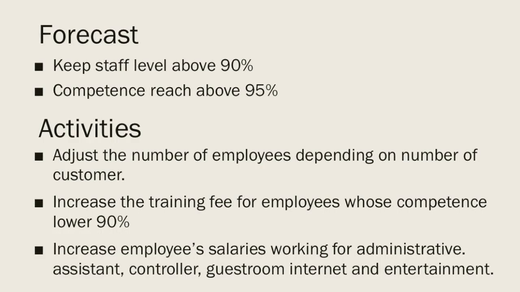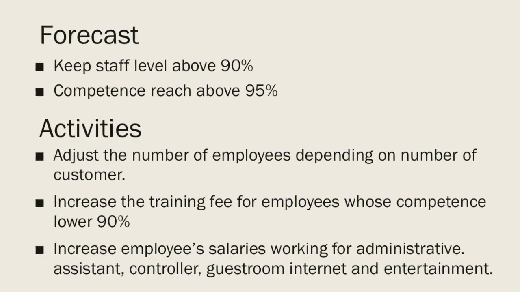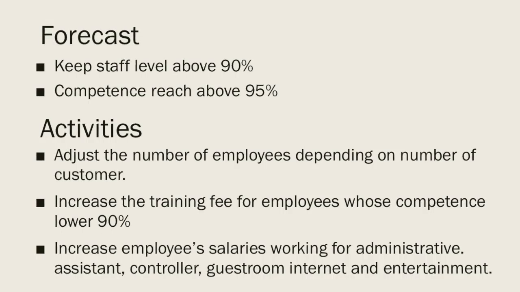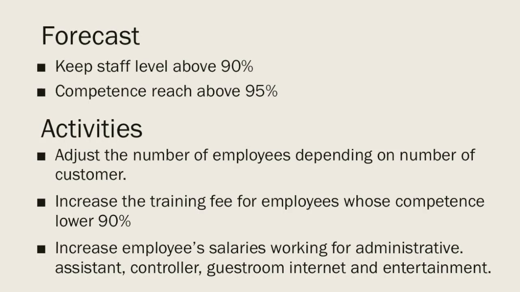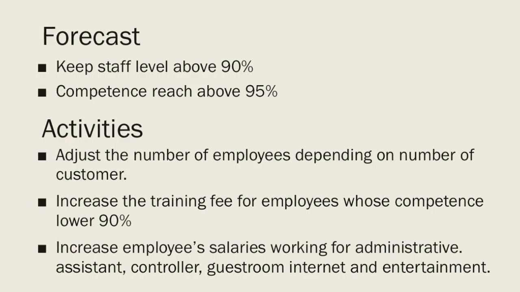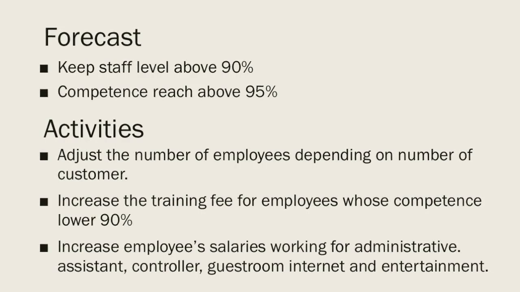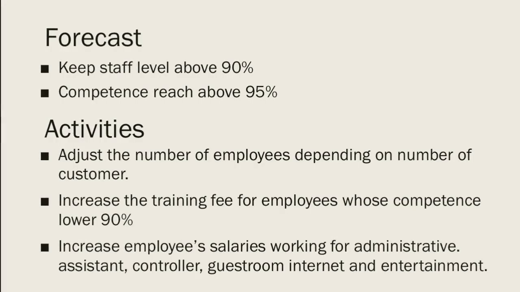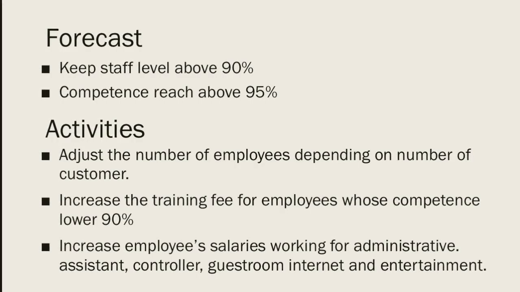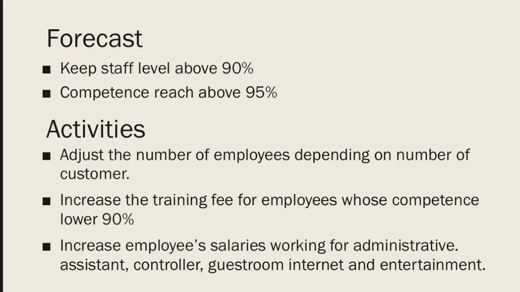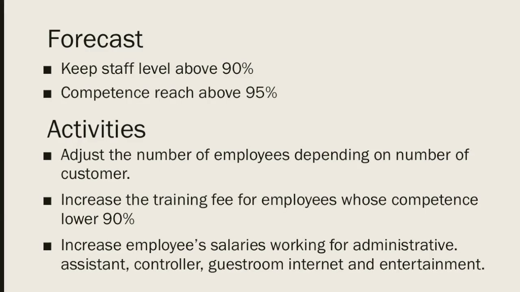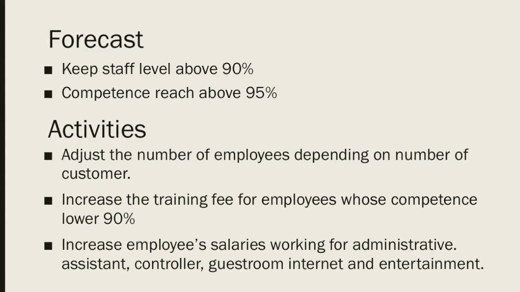So we may have some activities for the following year. First, we will adjust the number of employees depending on the number of customers, because in quarter 1 of next year we may face the low season again, so maybe we'll decrease some employees in the operation departments. Also, we'll increase the training fee for the employees whose competence is lower than 90%.